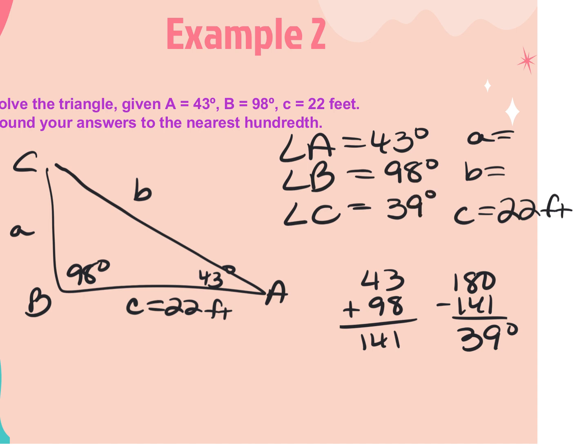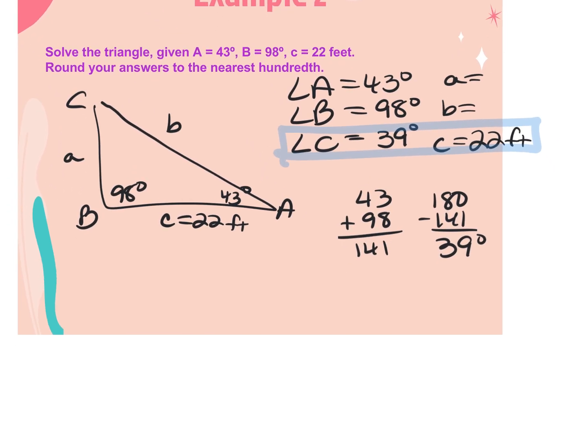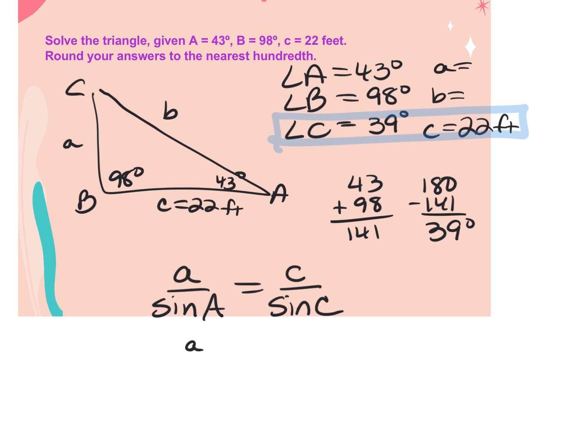Now what I can do is I need to use this in both of my proportions. So I'm going to be setting up a proportion to find little a. I can do a over the sine of A is equal to c over the sine of C, and I'll fill it in. I don't know little a. I know angle A is 43, little c is 22, and then the sine of angle C, which is 39.